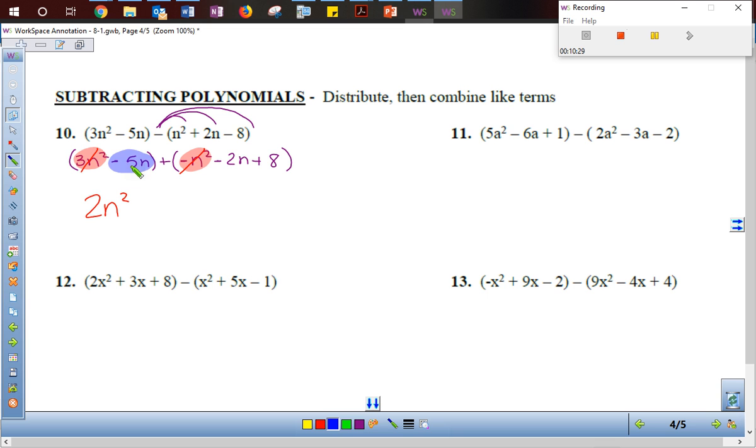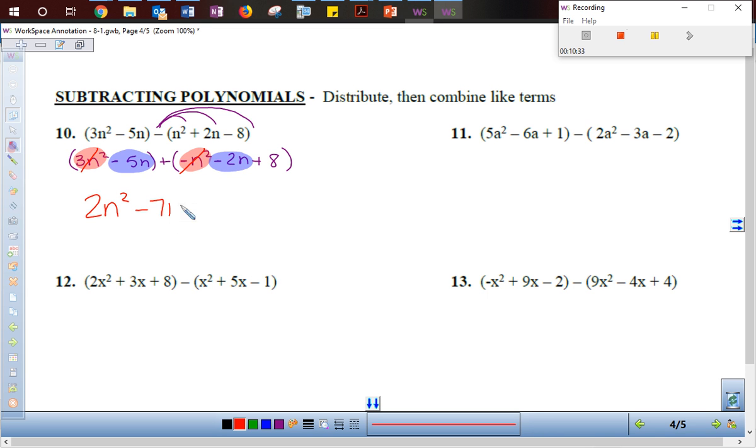Negative 5n can go with negative 2n and give me a negative 7n. And now if you'll notice, I only have one term left, which is a positive 8, so that can come along for the ride. Now double check that it's in standard form, degree of 2, 1, and 0, and we're good to go. Let's try it again on number 11.